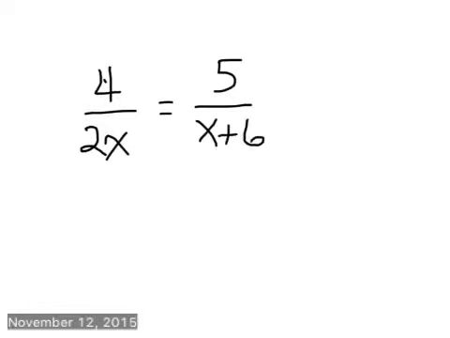If I have 4 over 2x equals 5 over x plus 6. How do I do this? Cross multiply, right? That's what we're going to do. When you multiply 4 times x plus 6, don't you distribute? When I multiply 4 times x plus 6, I need to distribute. Ashton, you are absolutely right. So, which one do you want to do first?